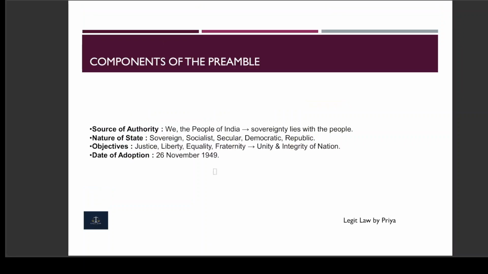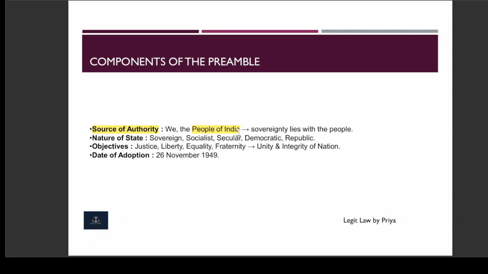The preamble has four key components. First, the source of authority. It says "We the people of India," which means that the power rests with the Indian citizens, that is, the people of India.